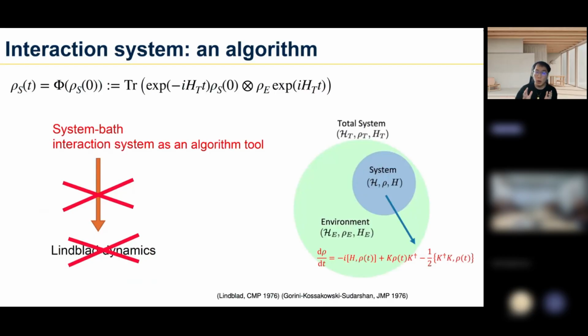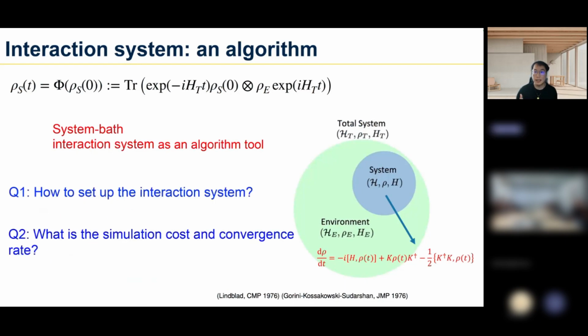And because the open quantum system is always a physical system, it will be much easier to implement this system-bus interaction on our quantum computer. So the main reason we want to propose a new algorithm framework is simplicity. Then there are still two questions I need to answer. First, how to set up the interaction system to prepare the thermal state and the ground state. And second, what is the simulation cost and the convergence rate of my algorithm?